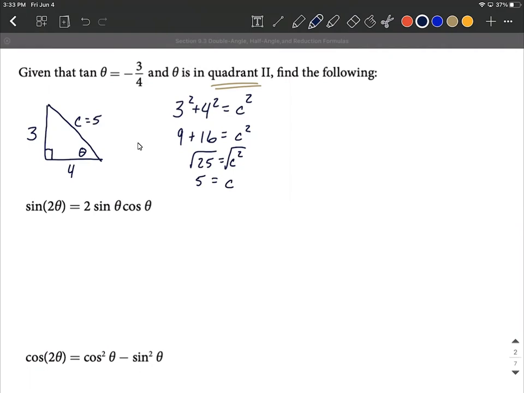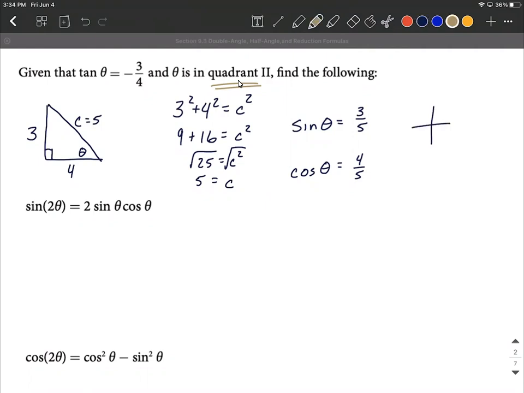From here, we can figure out sine of theta. Thinking back to SohCahToa, sine is opposite over hypotenuse, so 3/5. And then cosine, as we've drawn the triangle, is going to be adjacent over hypotenuse, again thinking SohCahToa. The last thing to contemplate here is positive or negative for each one of these ratios.